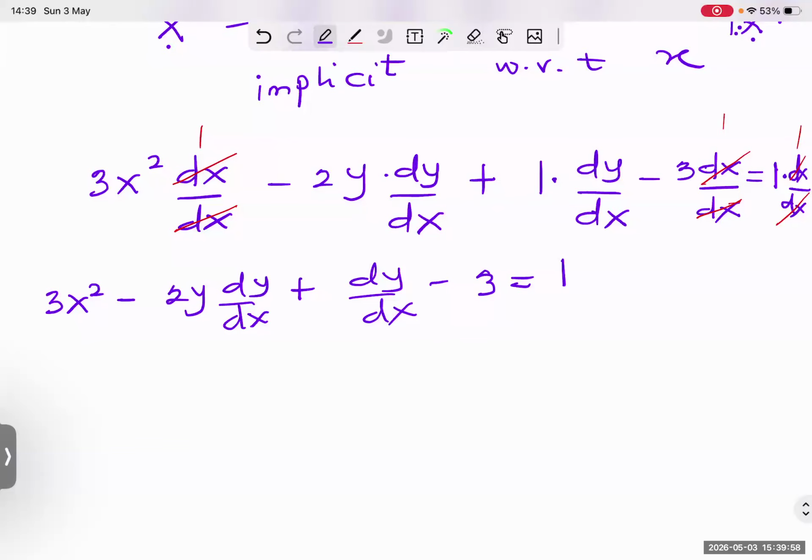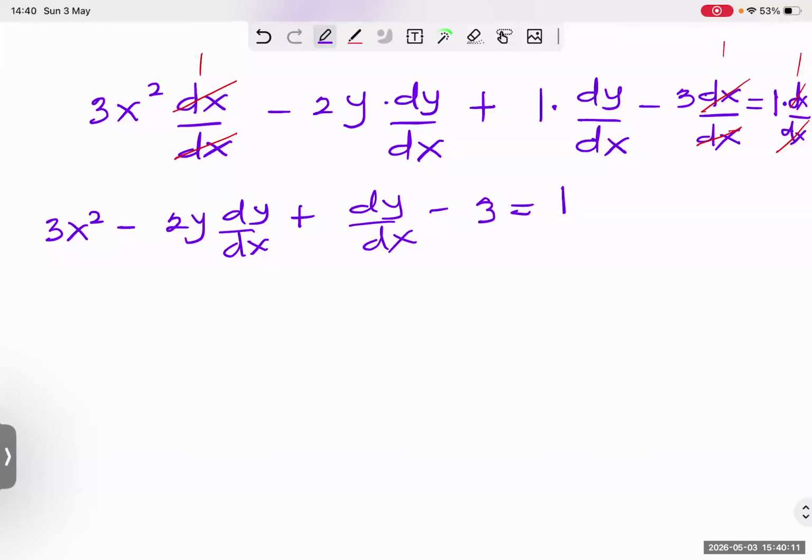We are looking for dy/dx, so we make dy/dx the subject. To make it the subject, we want to make sure that it is standing alone on the left-hand side. Everything else goes to the right-hand side. So our first attempt is to maintain all the dy/dx on the left. Maintaining that, we have the 2y dy/dx, and I have my 1 dy/dx. Or let me leave it as it is. We have to send this to the other side.